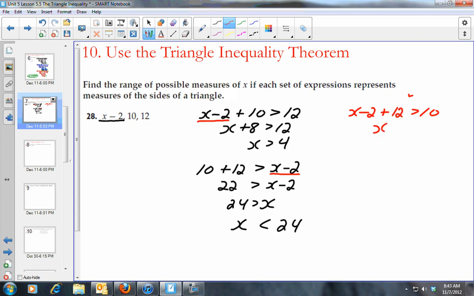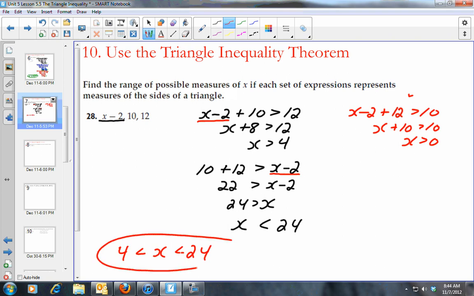I get x plus 10 is greater than 10. I get x is greater than 0. Well, we already knew that, didn't we? We knew x had to be a positive number. So, what's the range? Well, let's see. It's got to be 4 is less than x, and x is less than 24.